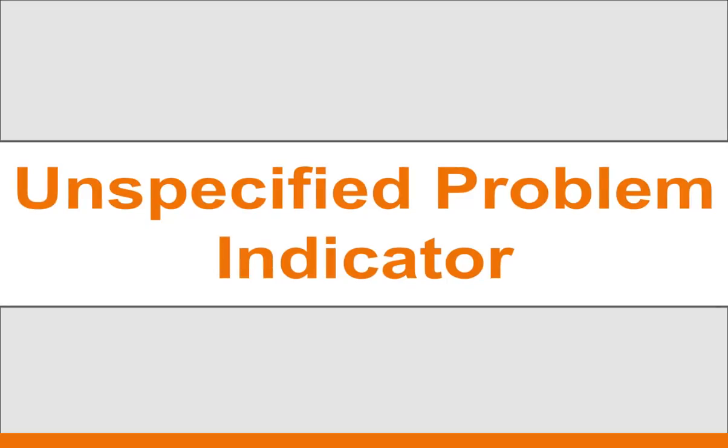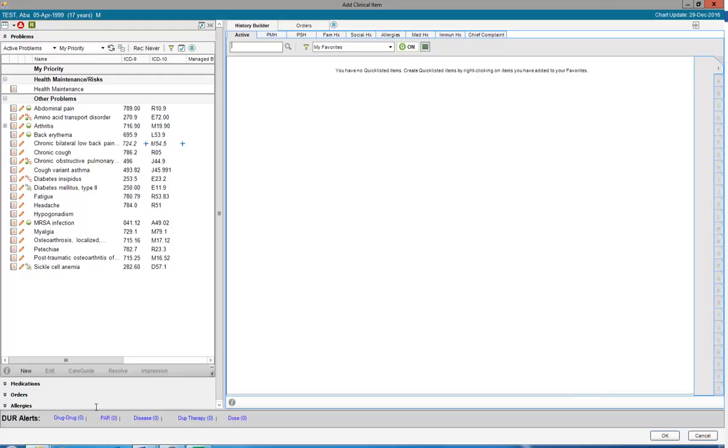A new indicator was added to the ACI to help identify unspecified problems. Users do not easily know when they are picking one of these terms, which although billable, often indicates insufficient documentation and possible reimbursement issues. If a problem term is billable but flagged as unspecified, a new indicator displays.